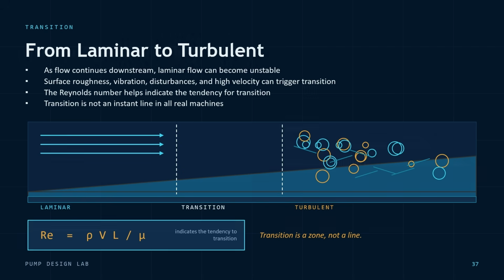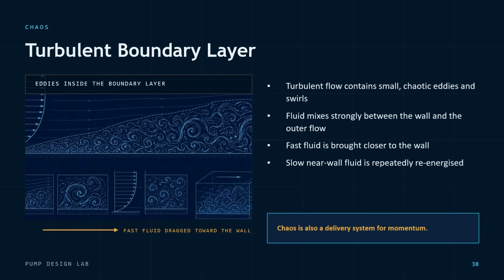Turbulent boundary layer. A turbulent boundary layer contains many small, irregular swirling motions called eddies. Fluid mixes strongly across the layer. Fast fluid from the outer region is carried toward the wall, and slow fluid from near the wall is carried outward. The motion is more chaotic, but it also changes the momentum distribution in an important way. This strong mixing improves one aspect of the flow, but it also comes with a cost.